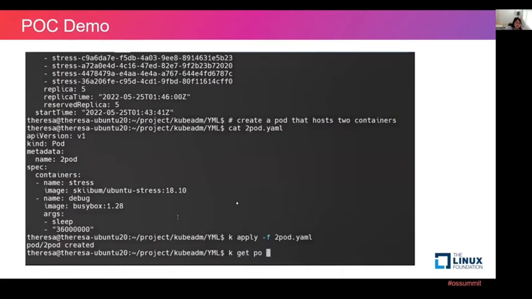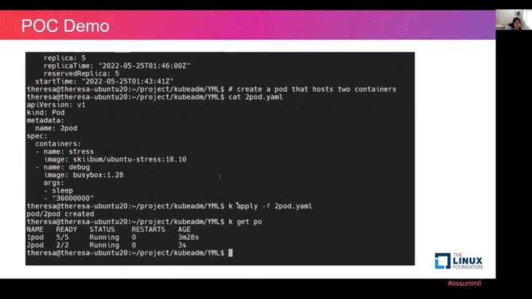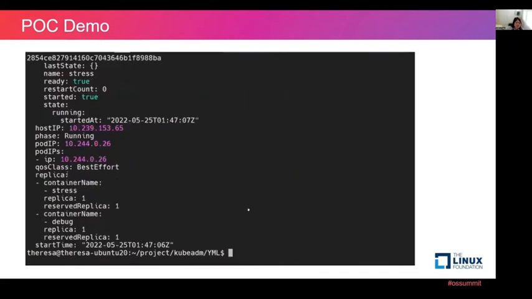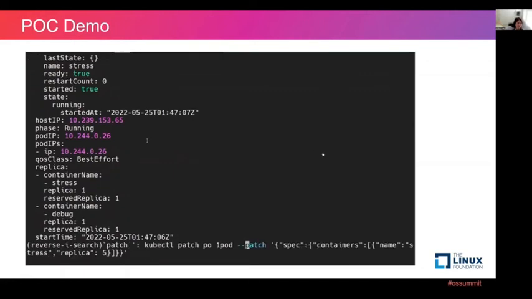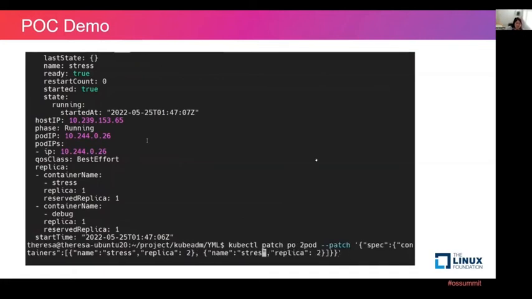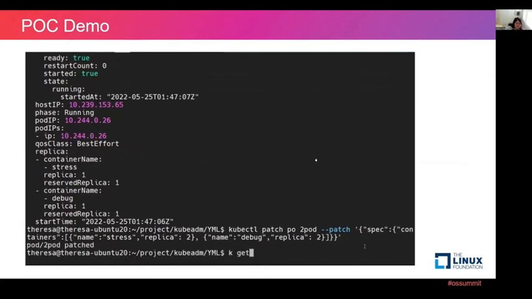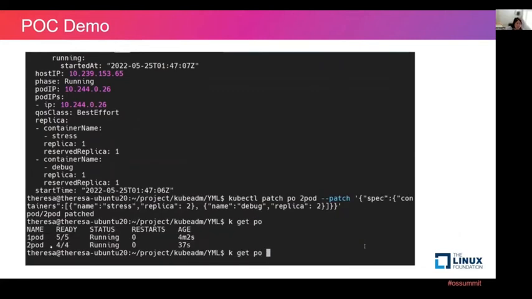Check the status. And we are going to verify whether the default replica value is 1 or not. As you can see, the actual replica value is 1. And then we are going to scale both of the containers to 2 replicas. Send the patch request to the API server and check the status. There are 4 instances up and running now.